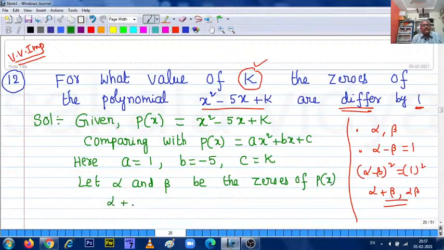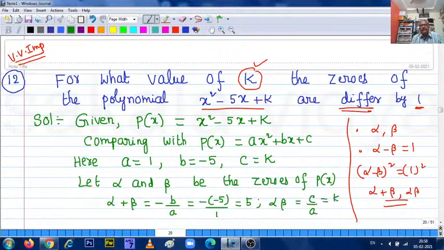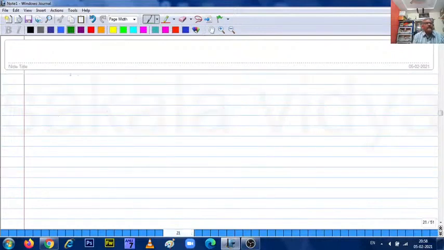Now find alpha plus beta. Alpha plus beta is minus b by a. That means minus of minus 5 upon 1. This will be 5. Next find alpha beta. Alpha beta is c by a. c we do not know, k by 1. That is k. Now what is given? They differ by 1. Differ by 1 means alpha minus beta is equal to 1 given.